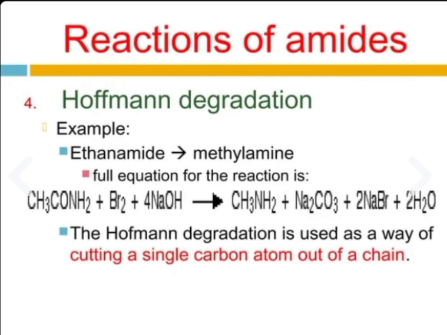Full equation for the reaction is CH3CONH2 plus Br2 plus 4NaOH gives CH3NH2 plus Na2CO3 plus 2NaBr plus 2H2O. So the Hofmann degradation is used as a way of cutting a single carbon atom from out of a chain.